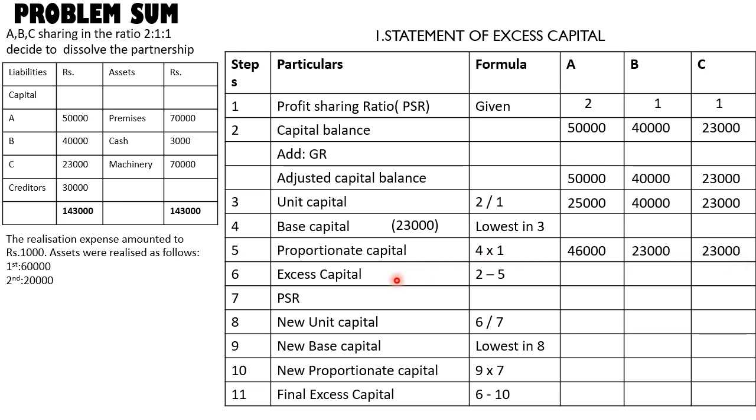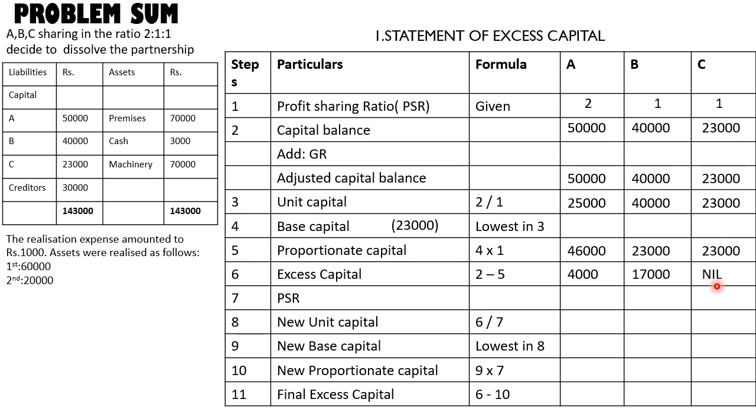Step number 6 is excess capital, which is step number 2 minus step number 5. So step number 2 is 50,000 minus step number 5, that is 46,000. So we'll get the total as 4,000. 40,000 minus 23,000 will give us 17,000, and 23,000 minus 23,000 will give us nil.